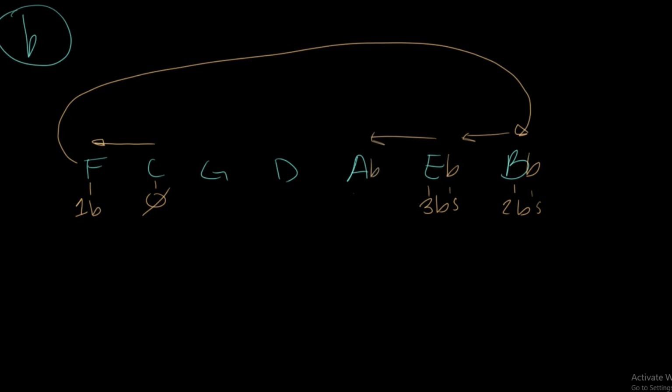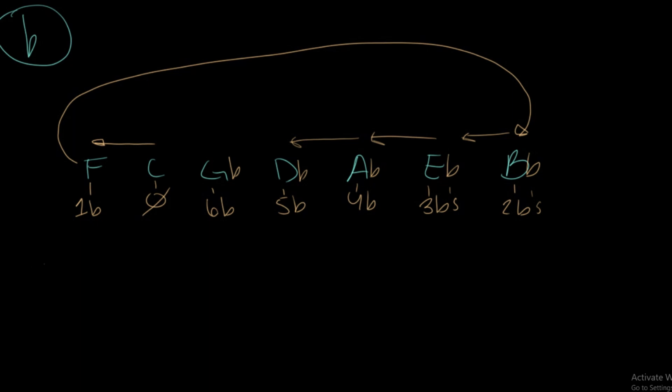Now we go again to the left, and we have an E flat that has 3 flats in it. A flat, and it has 4 flats in it. D flat, and it has 5 flats. And we go again to the left, and it has 6 flats there at G flat, and we could keep going as well. Okay, let's just recap.